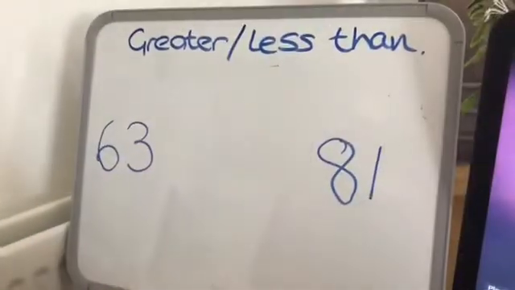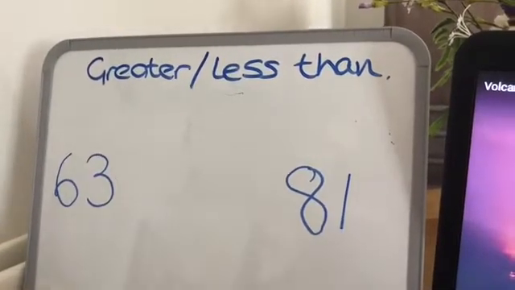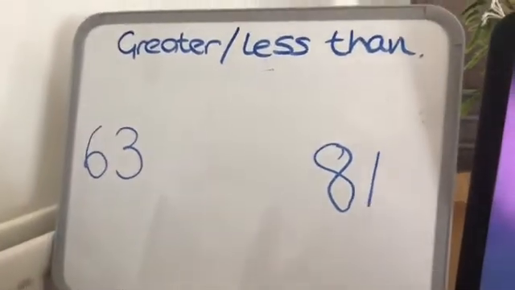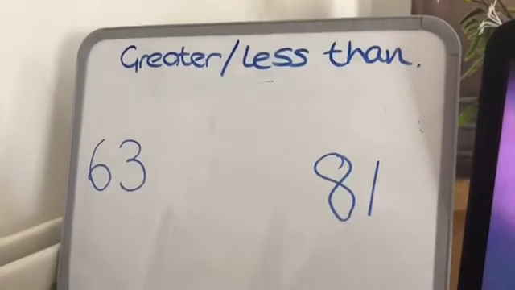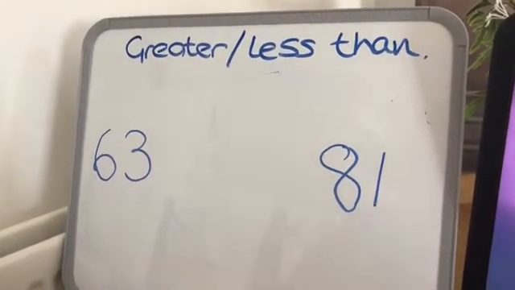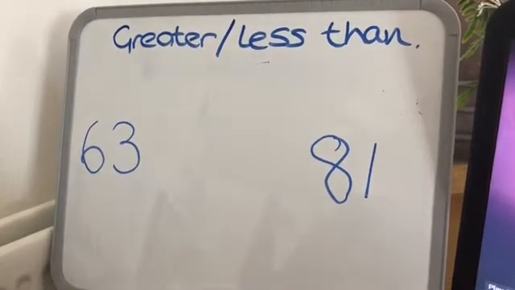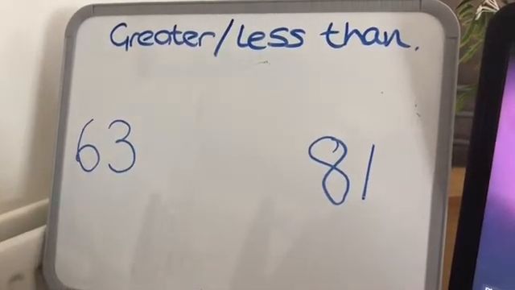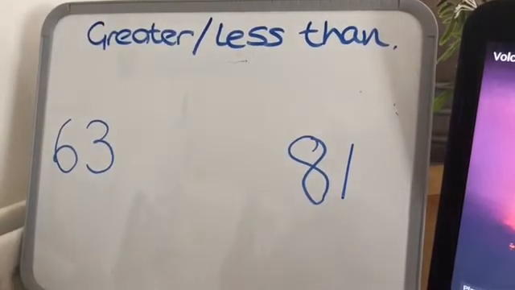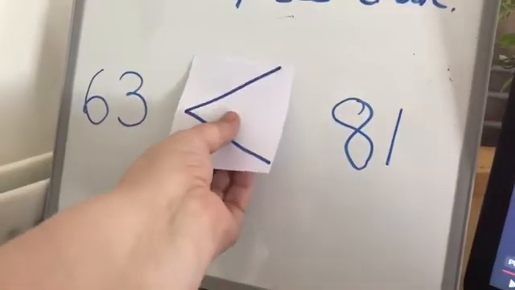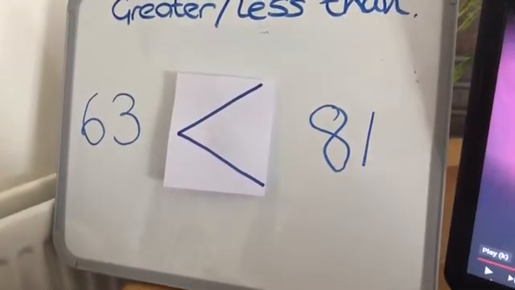Slightly differently, I have placed two numbers on the board. That's 63 here and 81 here. What we are now going to do is place the greater than and less than sign in the middle so the number sentence reads correctly. So where would it go? Is 63 more or less than 81? Absolutely right if you have said it is less. So if you remember, the pointy end is the less than. So 63 is less than 81.